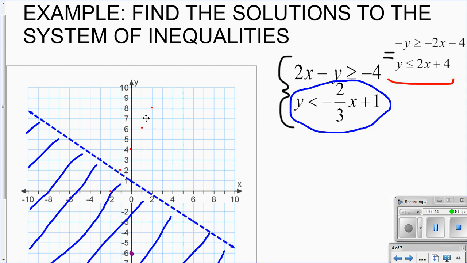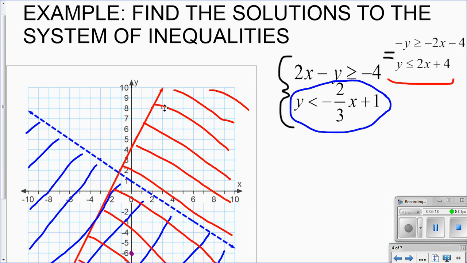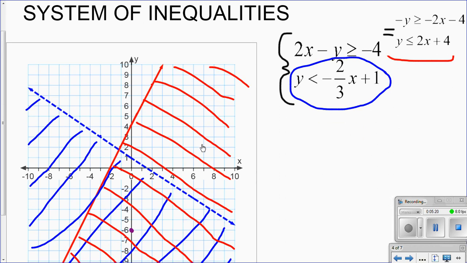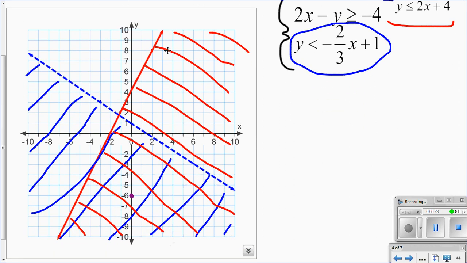It is equal to, so it means I'm going to have a solid line, but it's less than, so I'm going to cover everything that's less than that line. So the red shaded part tells you all the solutions for the red inequality. The blue tells you all the solutions for the blue inequality. This double shaded part is telling you all the solutions for both of them.